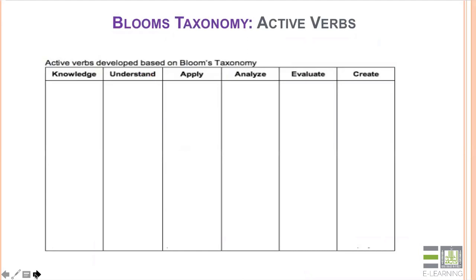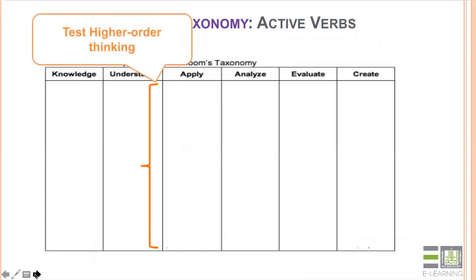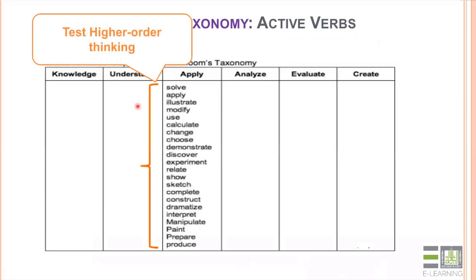If we look at the higher order thinking levels of learning and some of the active verbs that are required, again, our learning objectives will have things such as apply, demonstrate, interpret. So you'll know that in order to meet this particular learning objective, I need a multiple choice question which requires students to apply their knowledge, to analyze data, to interpret something, to explore relationships, to draw conclusions based on the information presented in the stem question.